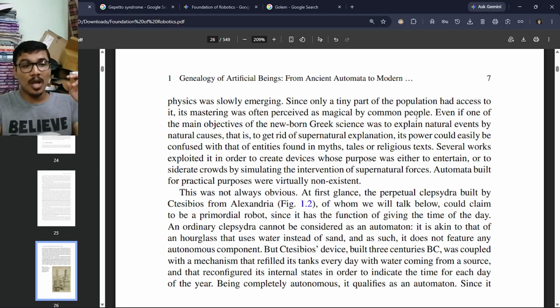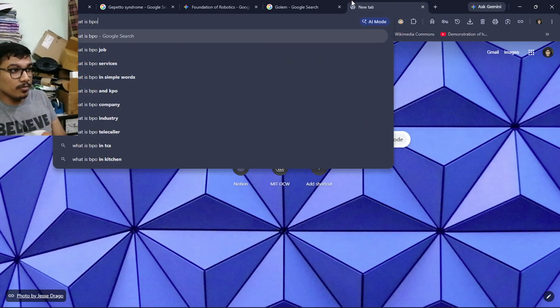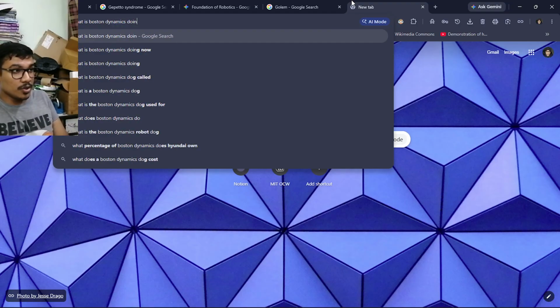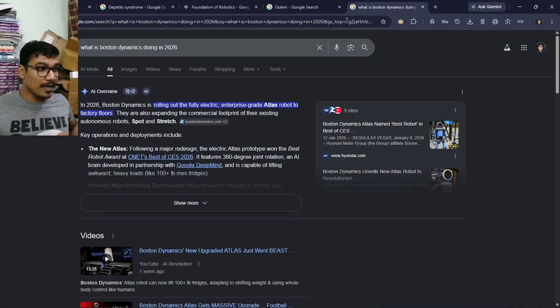Okay, so at that time, the automation or robotics made during that time didn't exist for any practical purposes. Like if you see what Boston Dynamics is doing, let's just search on Google what Boston Dynamics is doing in 2026. Let's get an AI summary. It's bringing a fully electric enterprise-grade Atlas robot to factory floors.